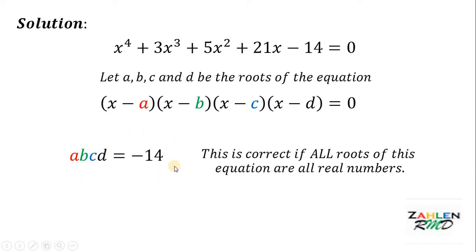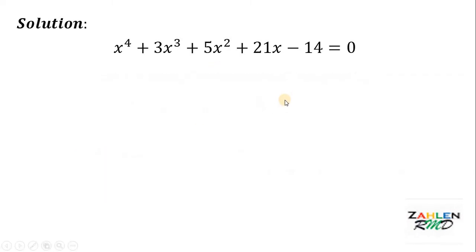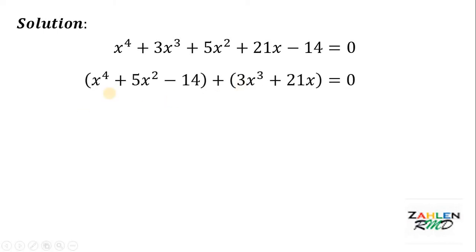Alright? So what we're going to do? Let's try to factor this equation. This is not obvious, but if we rearrange the terms like this, x to the fourth power plus 5x squared minus 14 and 3x cubed plus 21x, surprisingly, x to the fourth power plus 5x squared minus 14 is factorable because positive 7 times negative 2 will give us negative 14 and positive 7 plus negative 2 will give us 5. Therefore, we can factor as x squared minus 2 times x squared plus 7.